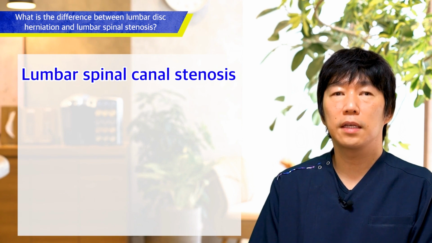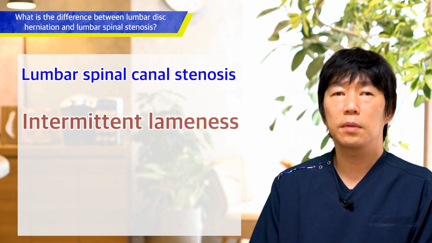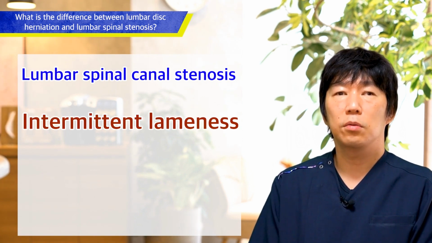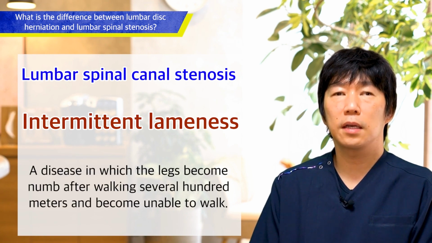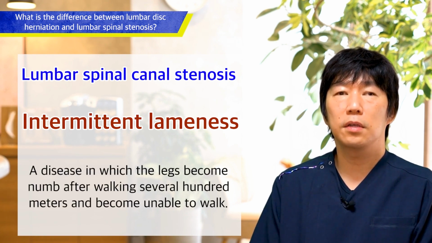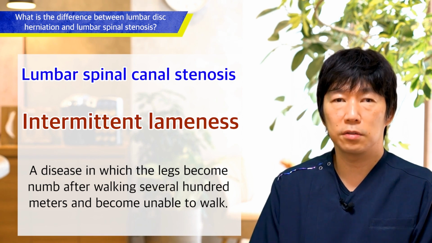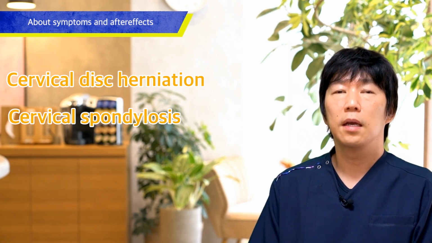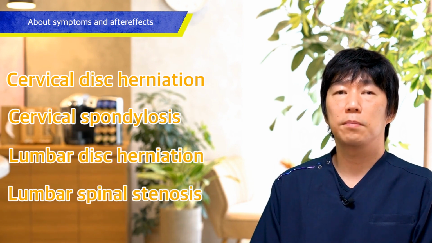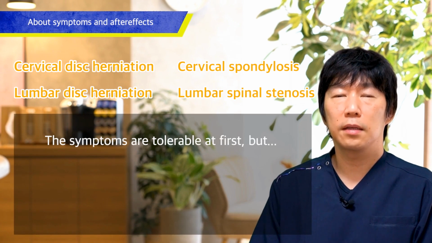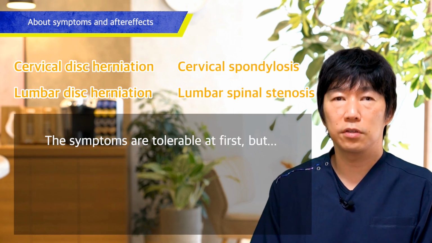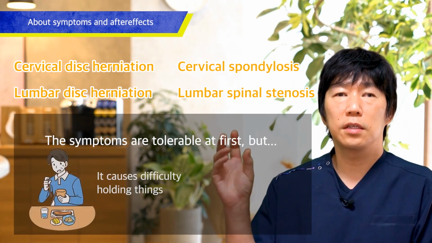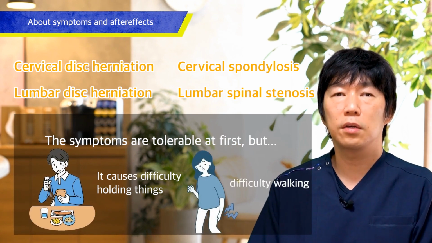A characteristic finding in lumbar spinal stenosis is intermittent claudication. This refers to a condition where, after walking a few hundred meters, the numbness in the legs becomes so severe that one has to stop and stand still. Due to conditions such as cervical disc herniation, cervical spondylotic myelopathy, lumbar disc herniation, and lumbar spinal stenosis, at first, there is slight numbness and pain that is tolerable. If left untreated, the numbness and pain will gradually become more severe. Additionally, muscle strength may decrease, making it difficult to grasp objects with your hands or walk.